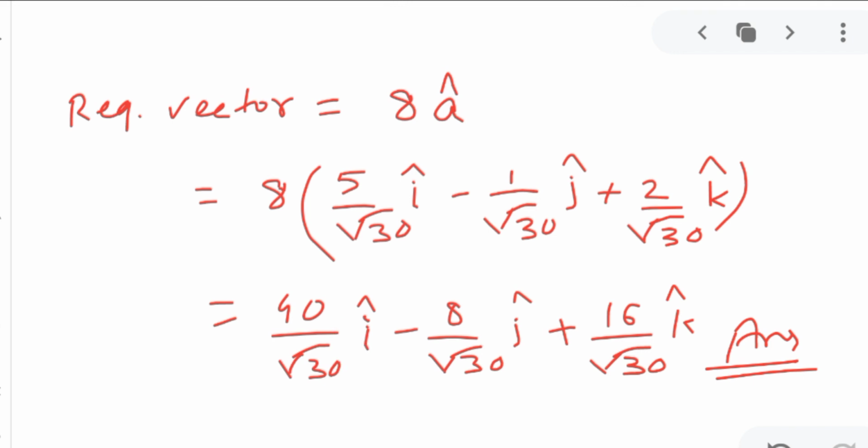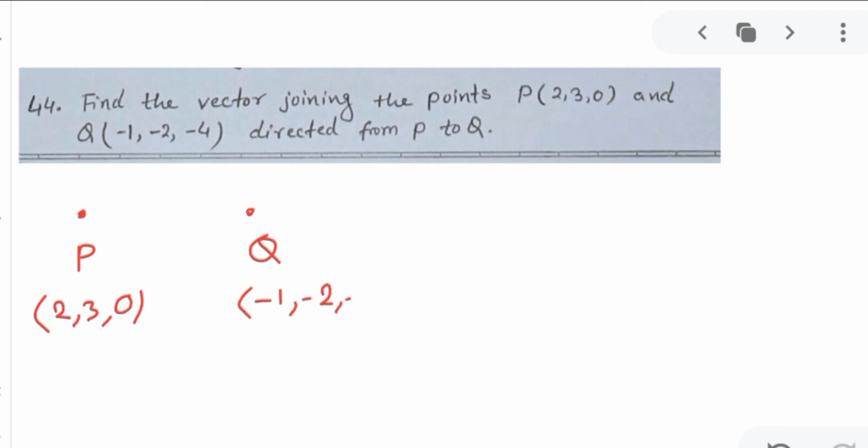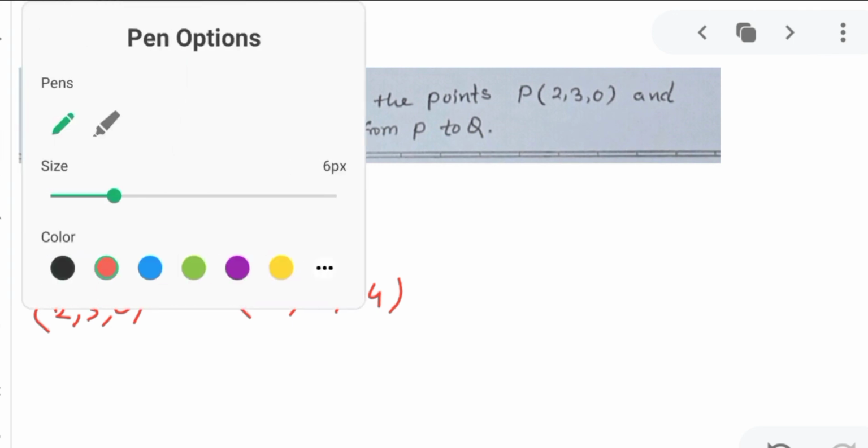Now question number 44. So what is question number 44? We have to find a vector joining the points P and Q, directed from P to Q. So we have two points P and Q. P coordinate is given as 2, 3, 0, and Q coordinate is given as -1, -2, -4. We have to find the vector directed from P to Q. So we have to find this PQ vector.